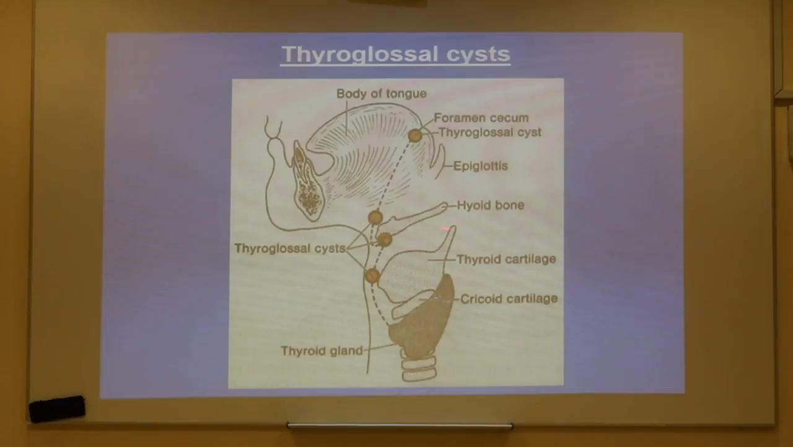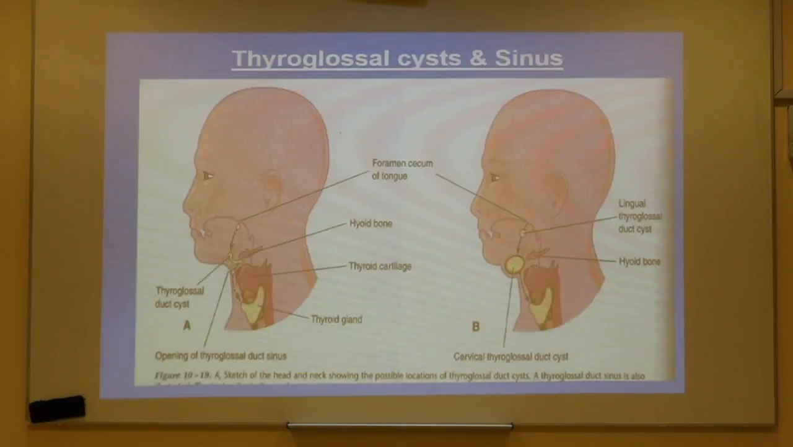These are the locations of the thyroglossal cyst. It can be present near the tongue, just above the hyoid bone, below the hyoid bone, above the thyroid cartilage. So these are the locations where you can find the thyroglossal cyst. Again, this is just showing you the different places where you can find it, and you can see a sinus here. This cyst is opening outside, giving rise to a thyroglossal duct sinus.